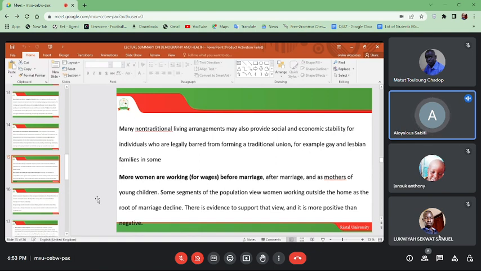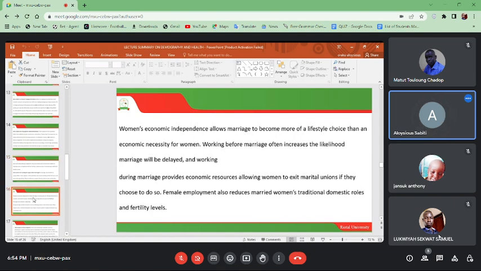It is actually true, according to research, that possibly the fact that women started working outside their home is a root for the decline. Women's economic independence allows marriage to become more of a lifestyle choice than an economic necessity for women. So we realize that traditionally, because women were not engaged in economic activities, they were more bent to the man because they saw the man as an economic necessity. However, economic independence has given them room so that they portray marriage as a lifestyle of choice. Working before marriage often increases the likelihood marriage will be delayed, and working during marriage provides economic resources, allowing women to exit marital unions if they choose to do so.